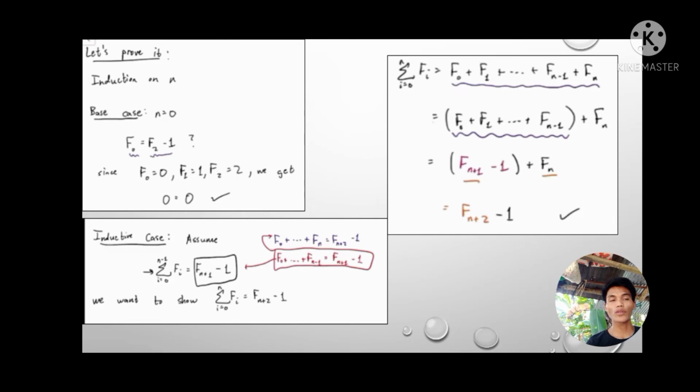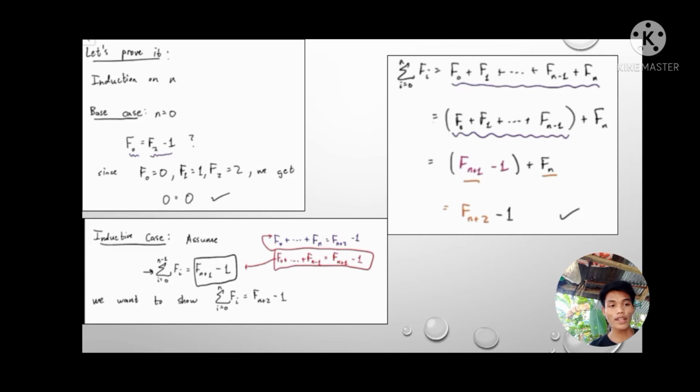Okay, so what we are going to do now is prove this by induction on n. In induction on n, the base case is n equal to 0. So the main question is whether f sub 0 is equal to f sub 2 minus 1. Since f sub 0 is equal to 0, f sub 1 is equal to 1, and f sub 2 is equal to 1, we get 0 is equal to 0.